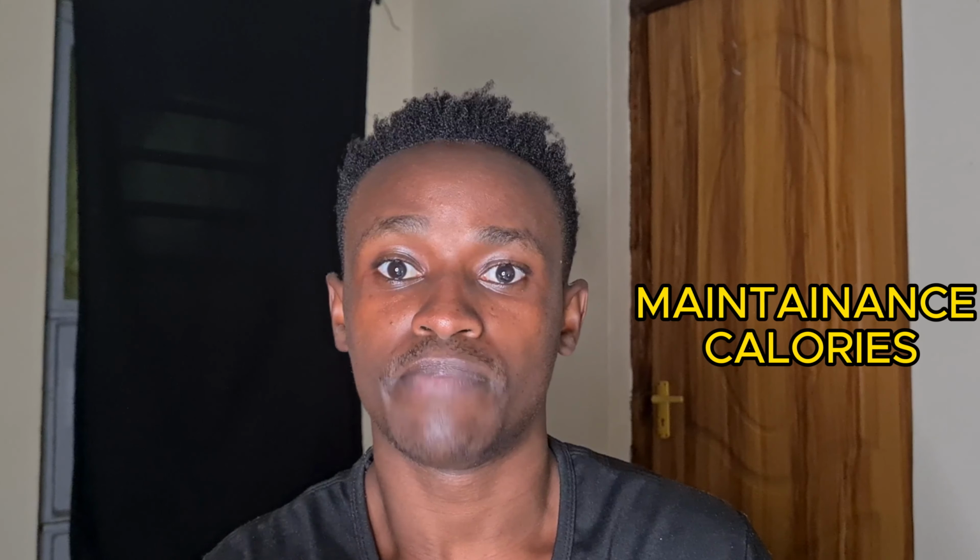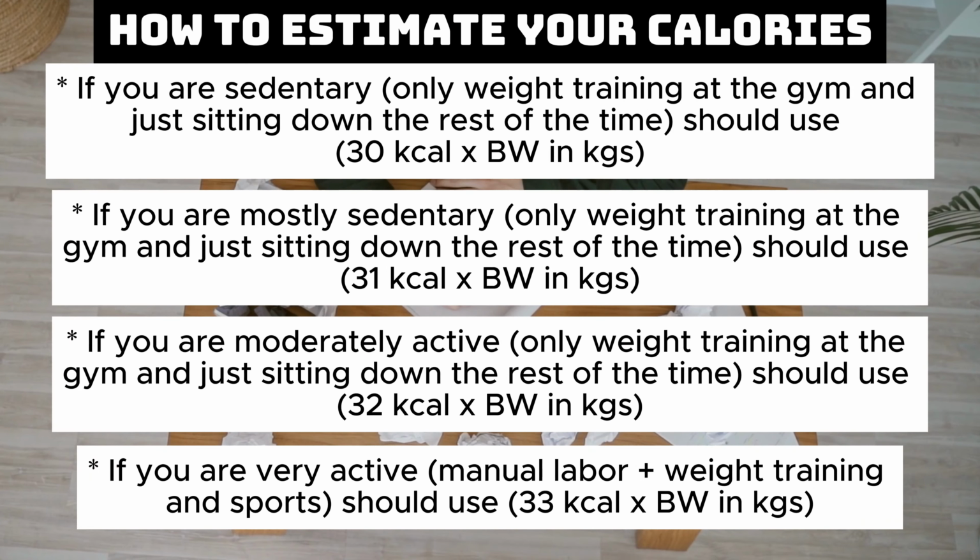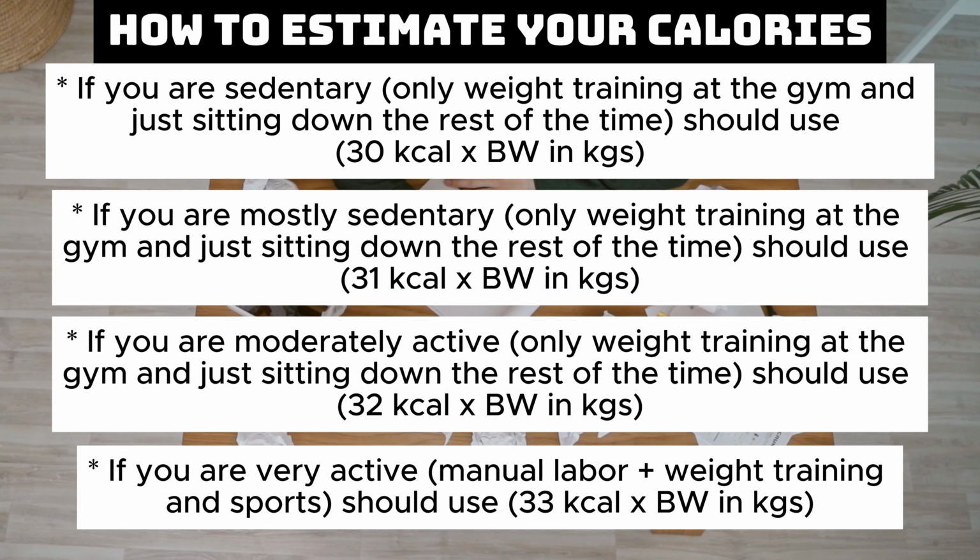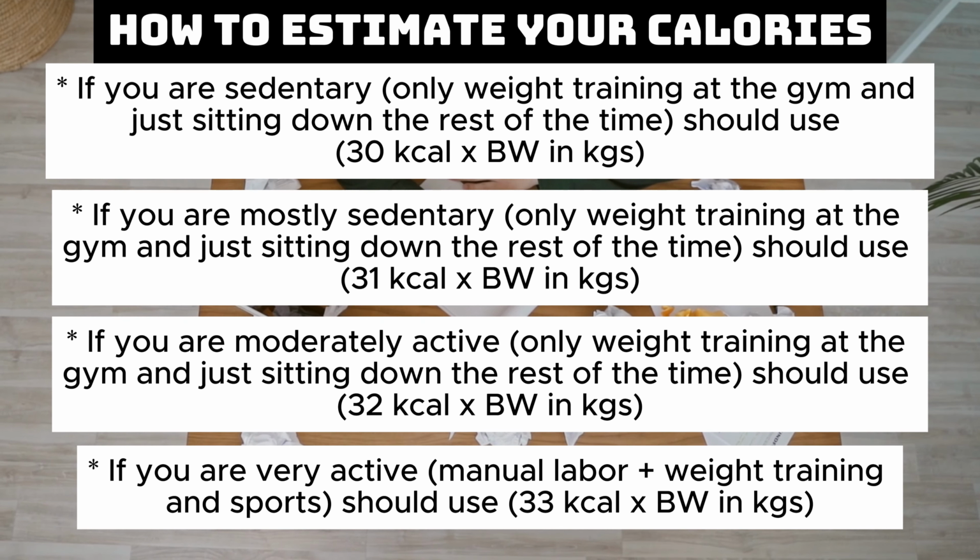The first and the most important step is you need to estimate your maintenance calories. Depending on your level of activity, you can use the formulas you see on the screen. As an example, let us assume you are one of these people who are not very active. We are going to use the second formula and you weigh 60 kg. Take your weight in kgs, in this example it's 60, and multiply by 31. The answer is going to be 1860 calories. Those are your maintenance calories. If you eat that amount every day, you're going to maintain your size.